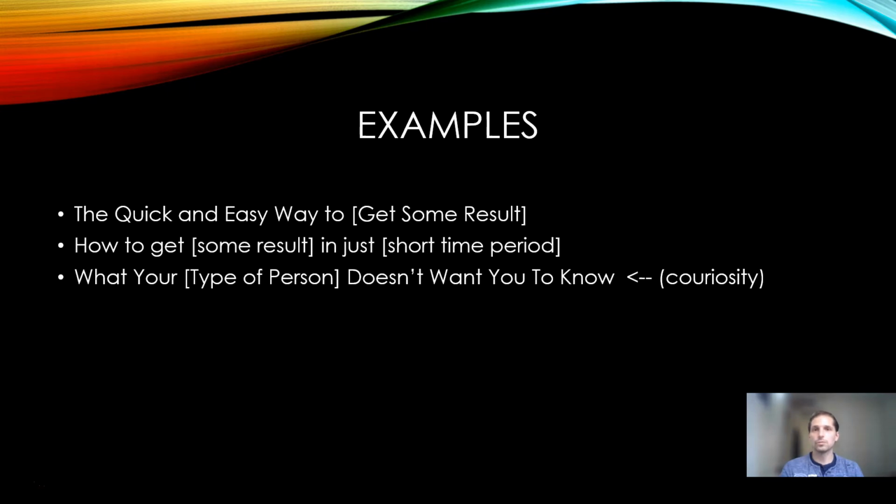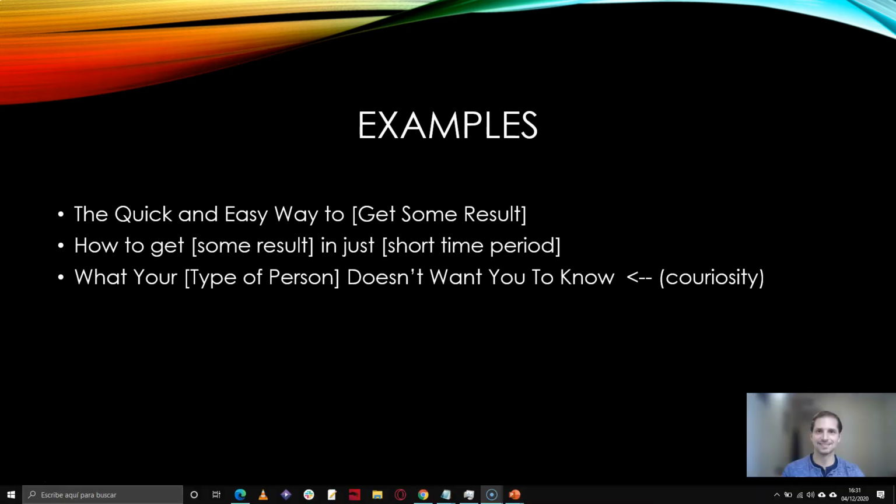And now we're going to see some top examples, some of my favorite ones. And we'll start with the quick and easy way to get some results. Everybody wants to get results, but if you do it in a quick and easy way, it's going to be much more effective. Then, of course, how-tos. Everybody's searching online for how to do this or how to do that or whatever. So, how to get some result, and if we add in just 3 minutes or in just 1 week, then it's going to be more specific and much more effective also.